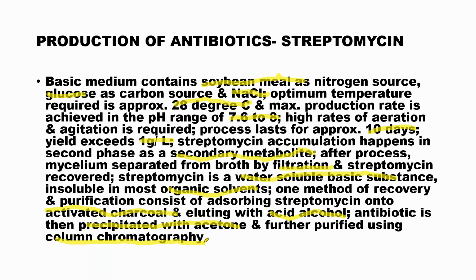So after the fermentation, after the formation of streptomycin, first of all, we will separate it from the bacterial or the mycelial biomass by means of filtration. Then we will allow it to adsorb onto activated charcoal. After adsorption, we will elute it out using acid alcohol. Then we will precipitate it with acetone and finally purify it with column chromatography. So these are all the various steps involved in the purification of streptomycin.